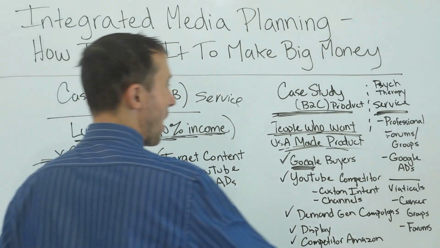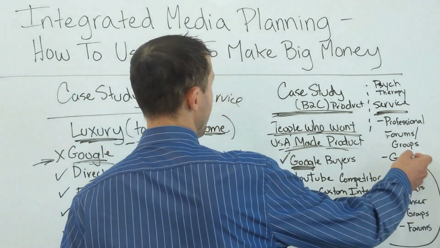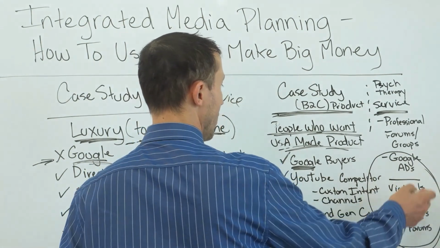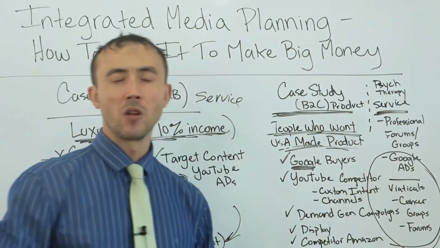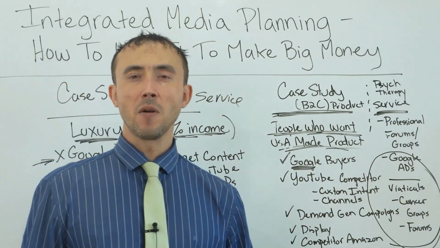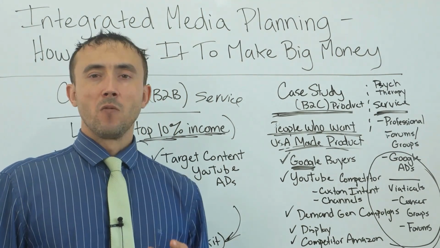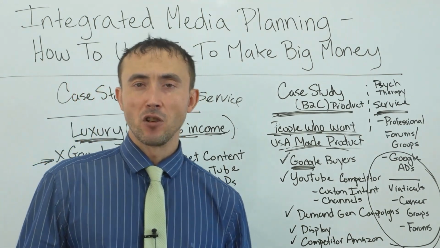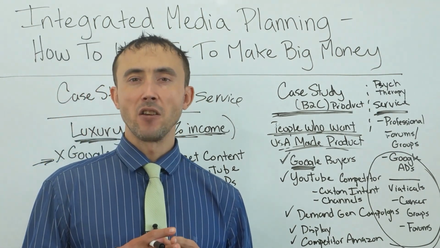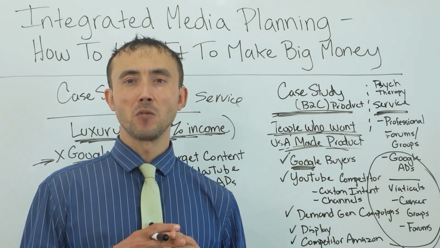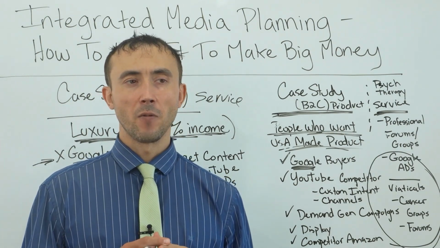As the final example here I wanted to go over in terms of integrated media planning is in a space that was called the viaticals. I've talked about this in a couple other videos before, but viaticals: if you have a life insurance policy, a cash value policy, you can sell your life insurance policy itself for the cash value.